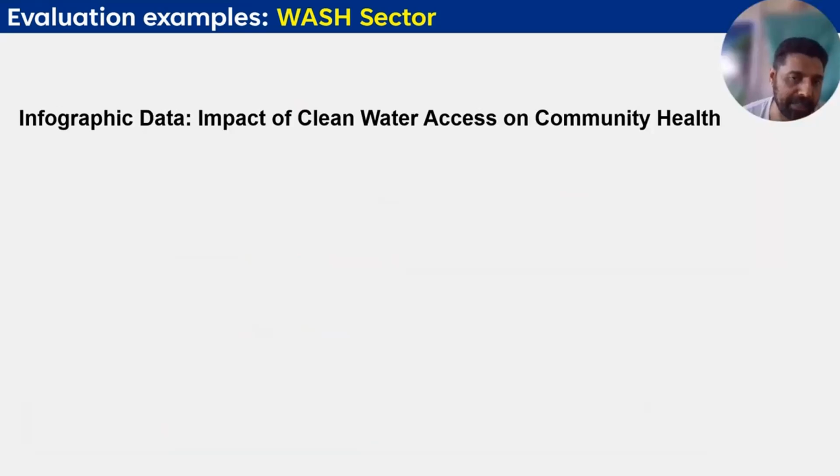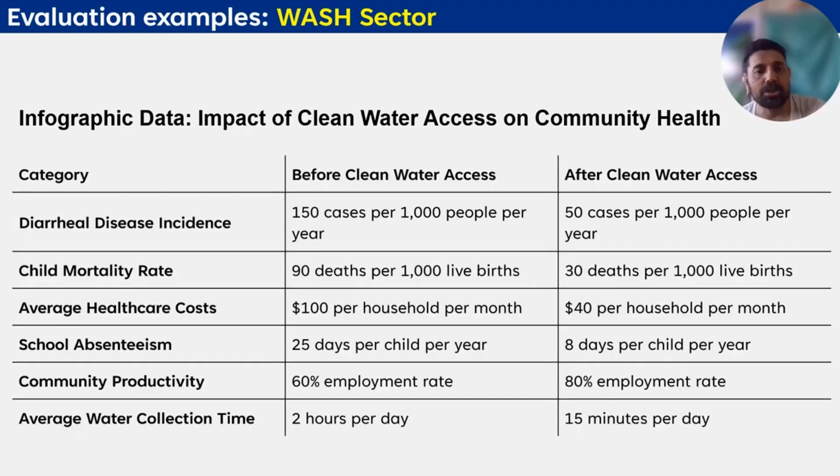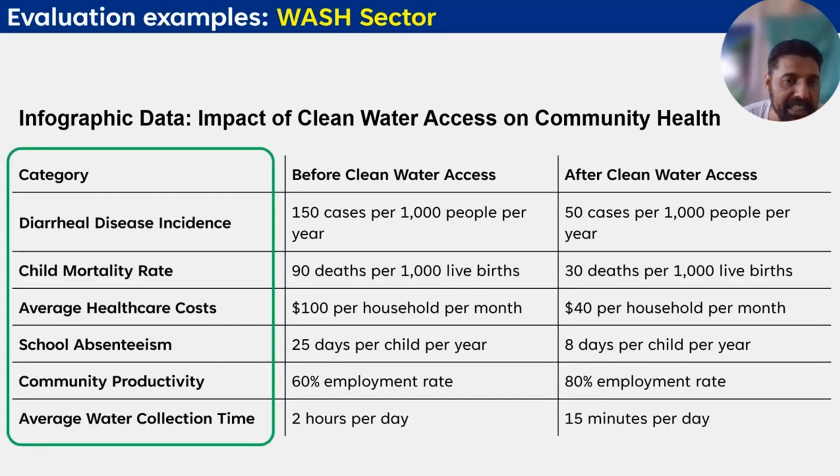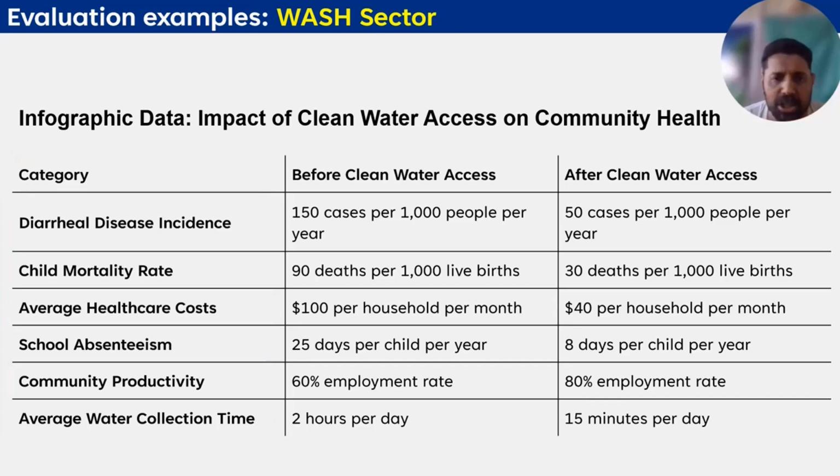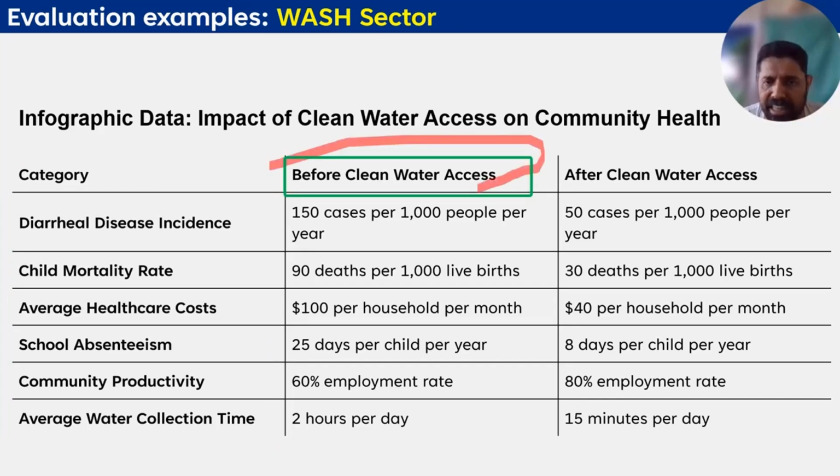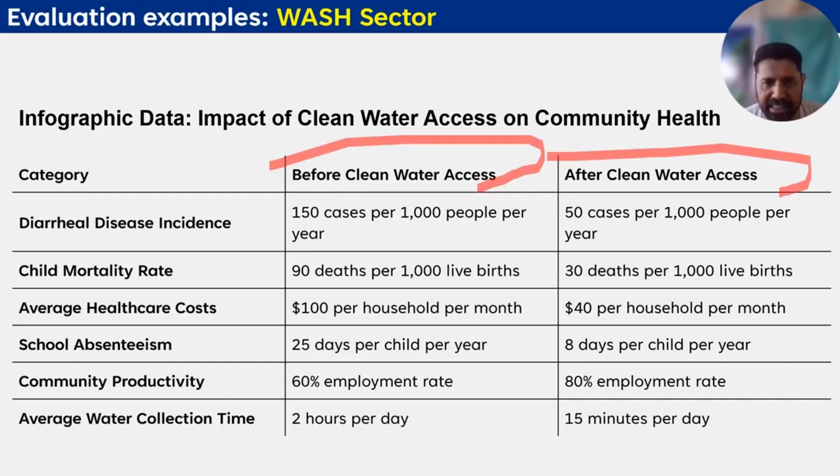Now, infographic data. When you analyze the WASH sector data, the impact of clean water access on community health, you can present data like this: diarrheal disease incidence, child mortality rate, average health care cost, school absenteeism. It's related to those WASH activities. So you can collect data before clean water access and after clean water access, and then compare and present the data like this or in any other format.